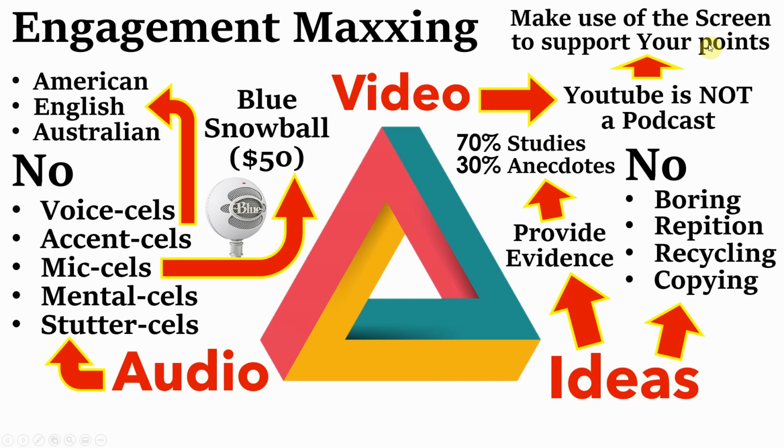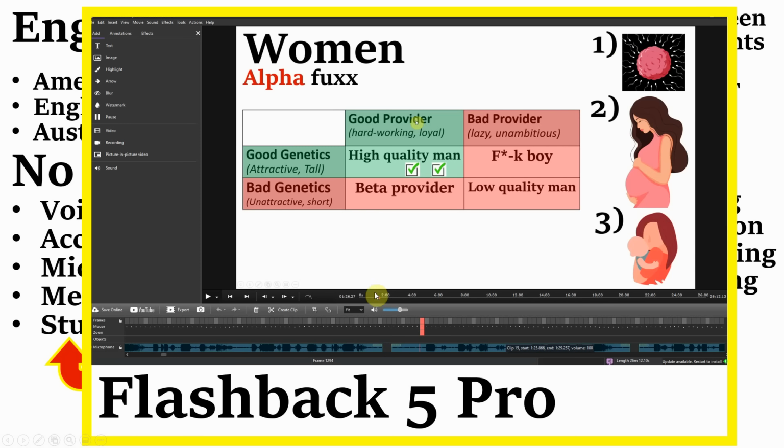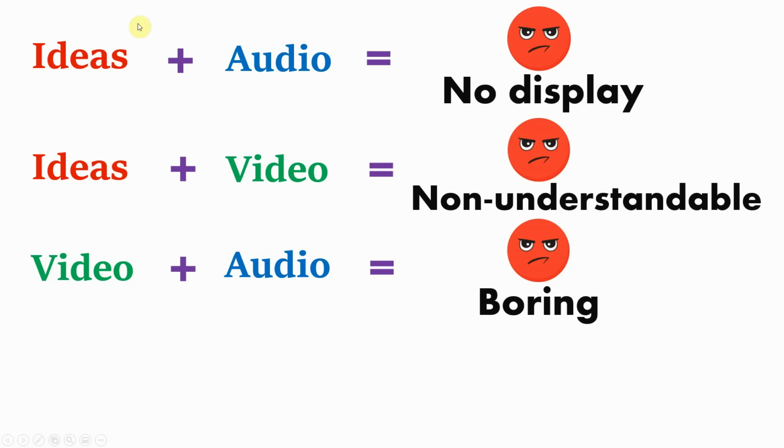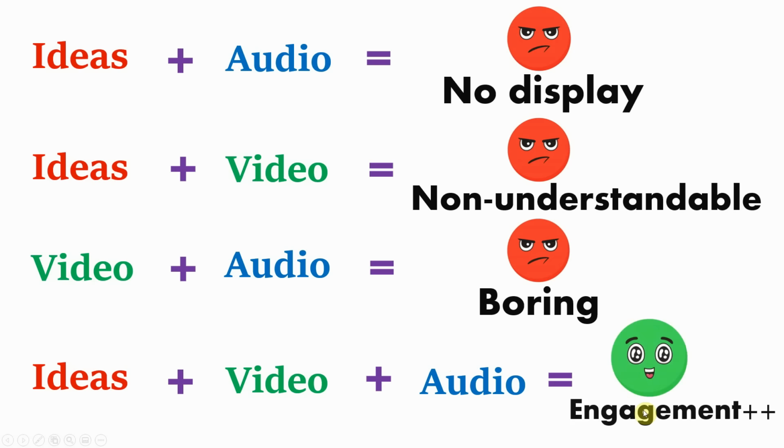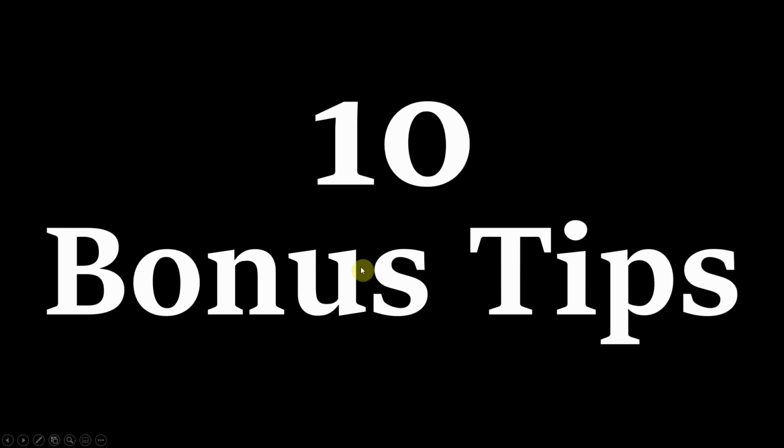And again, you don't need some fancy editing software for any of this. I use a screen recorder, Flashback 5 Pro, to record all of my videos, and this cost about $40. So it's not difficult to provide at least something that the viewer can see. Anyway, that's it for the 3 things that maximize engagement. And again, it's crucial you have all 3 to get the best results. Now moving on to my 10 bonus tips.